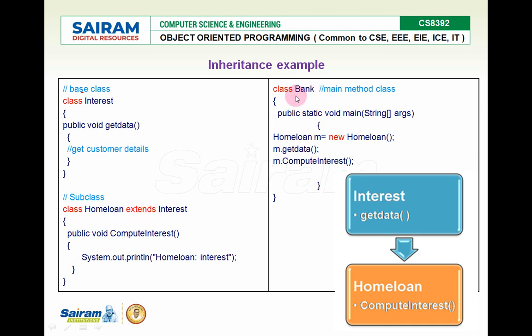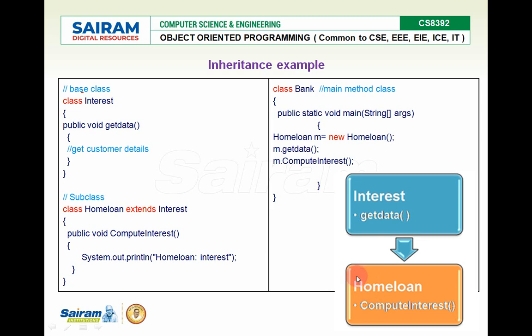Coming to the main method, class bank is the main method class. In the public static void main, I am creating the object for the child class. Home loan is the child class, and the base class is the interest class. So I am creating an object for the child class, the subclass. I am calling the getData method, which belongs to the base class and is inherited by the subclass, with the derived class object m.getData, which means this getData is inherited to the child class home loan.